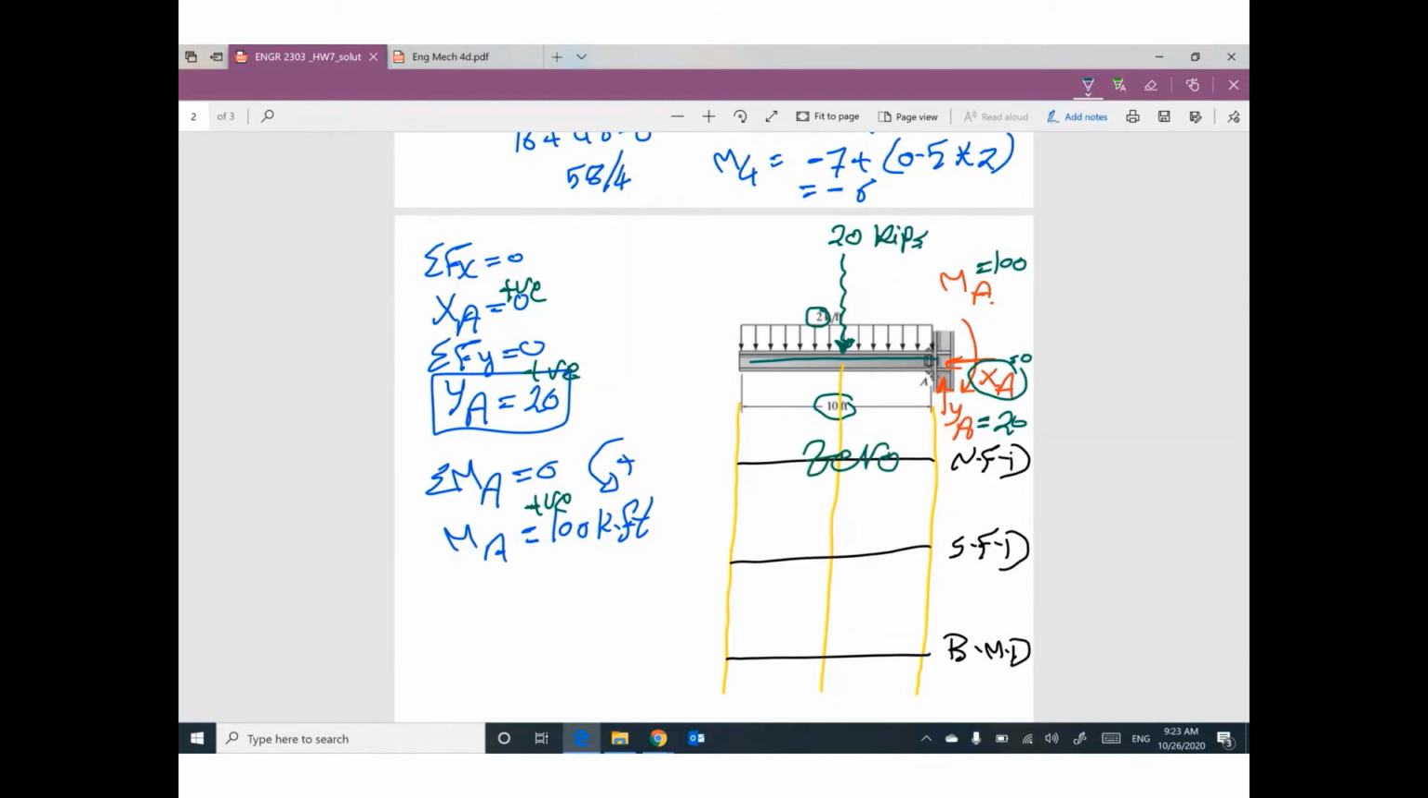Shear, I'm going to start from the left. I will go up if the force goes up. I will go down if the force goes down. Guys, please, everybody, pay attention. At the left, do you have any force going up or down? I am at the left end. Do you have any force going up or down? No, I don't have any force.